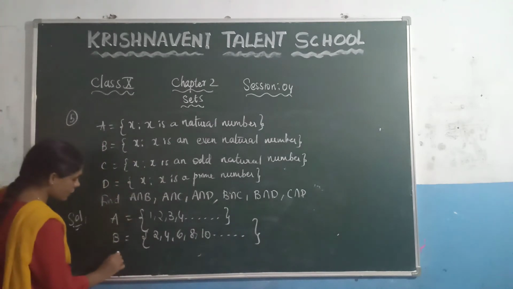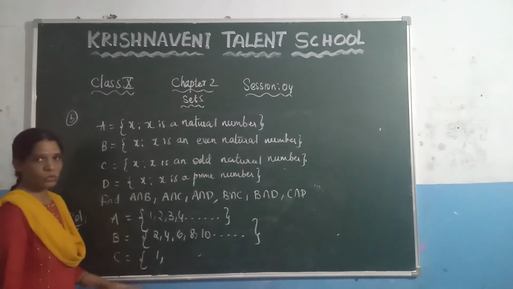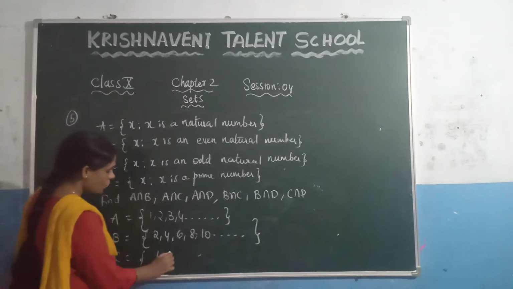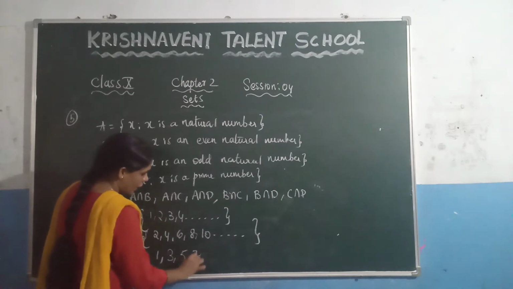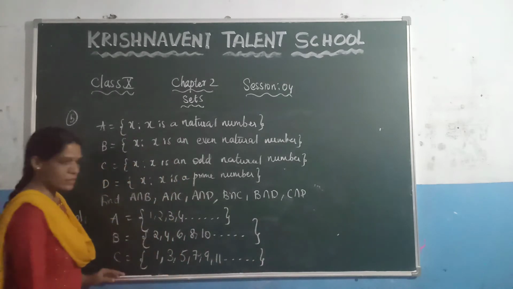Now you need to write the set of the odd numbers. What are odd numbers? The numbers that are not divisible by 2. Those we call odd numbers, which are 1, 3, 5, 7, 9, 11 and so on. This is the set C.